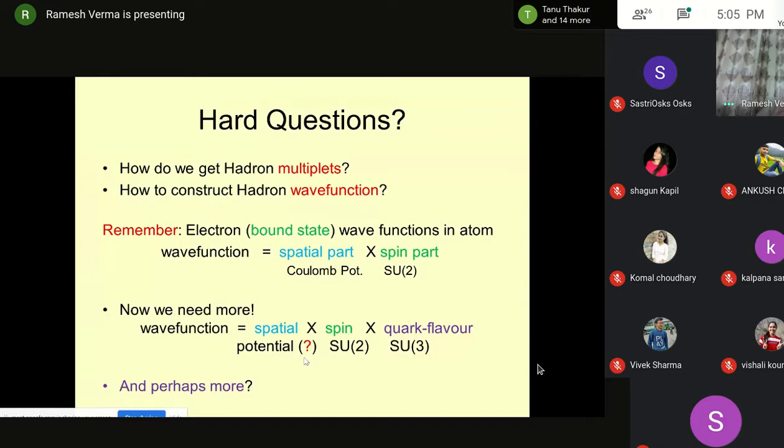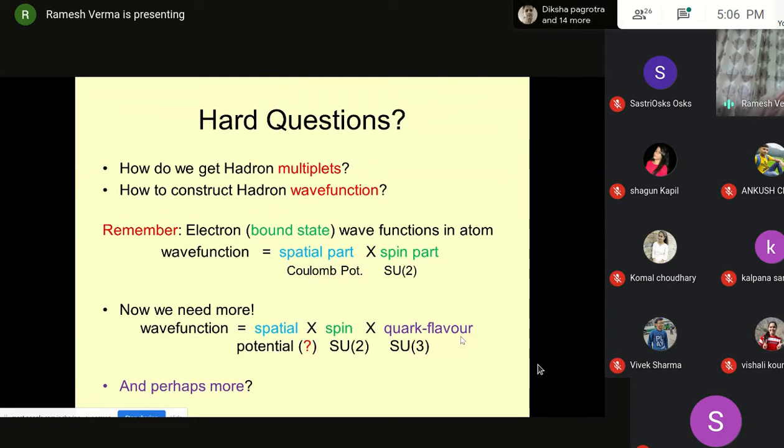But now the wave function is not just the product of the spatial part and the spin part. Now the meson wave function, for example, is going to be a product of the spatial part of the wave function, which is controlled by the potential, the spin part, which is quite similar to what we have seen in the case of the helium atom, and then another part of the wave function, called the flavor wave function, which is controlled by SU(3).